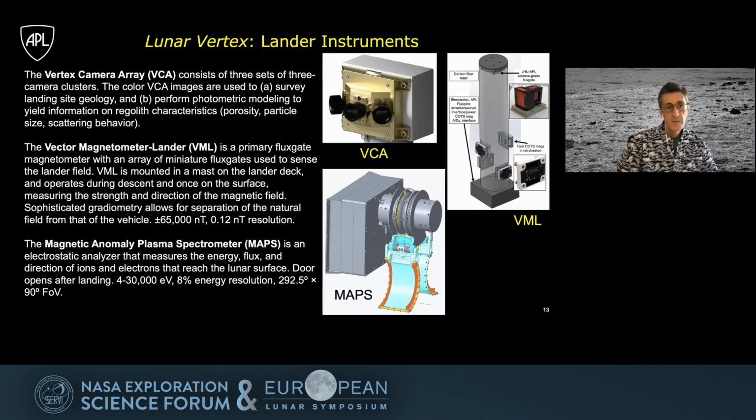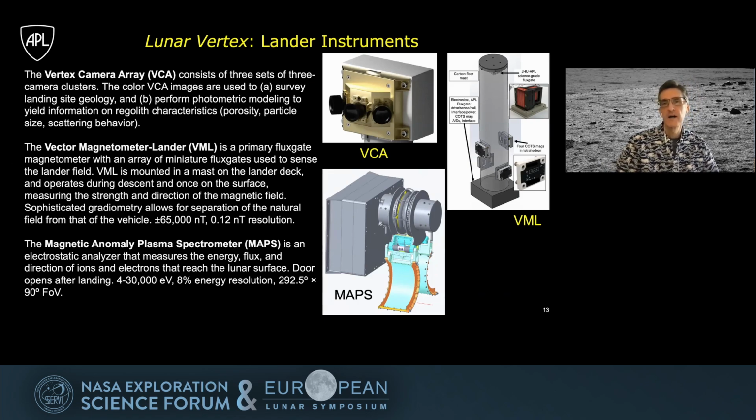And those data will also be used for photometric modeling. There's a magnetometer. We're going to a magnetic anomaly, after all. So we have a primary ring core flux gate that's on a mast. And with it, there are 4 inboard magnetometers that serve to sense the lander field.